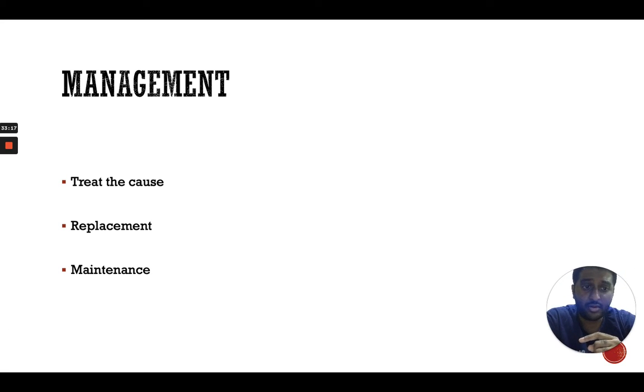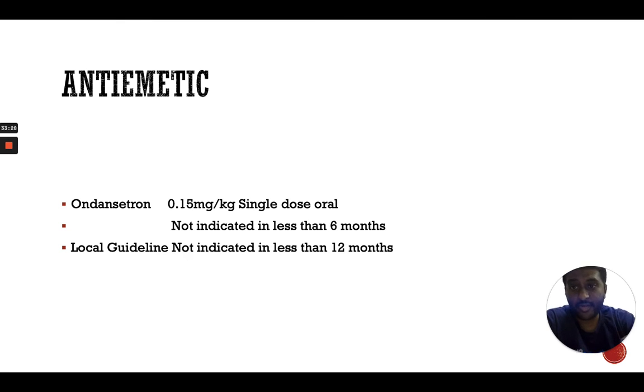Okay. So what's the management for dehydration? Treat the cause, of course, replace whatever they have lost, and also give them maintenance. Treating the cause, of course, if there is vomiting, we can give them something to stop the vomiting. Most commonly used is ondansetron. Dosage is 0.1 mg per kg, given as a single oral dose. It's not indicated in less than 6 months, and it is internationally agreed to be used for more than 6 months only. Local guidelines don't use it for less than 1 month, less than 1 year.